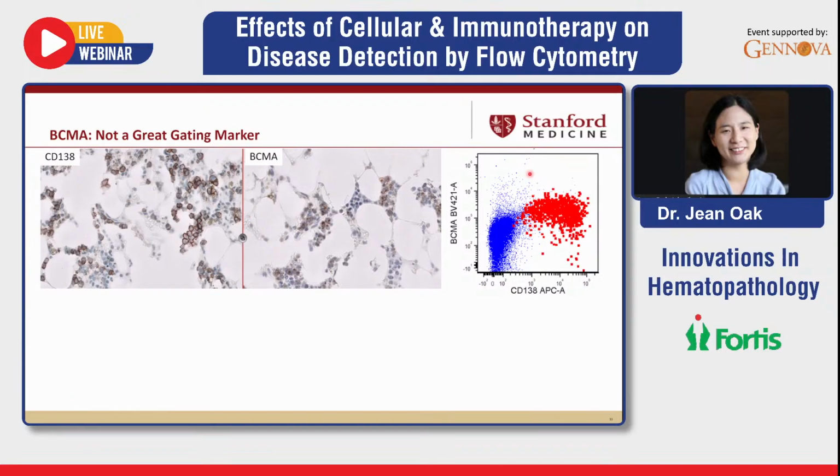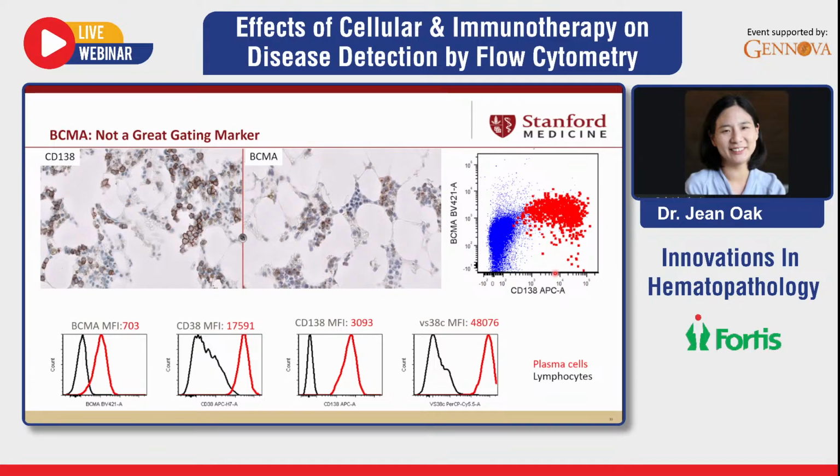As you can see, it's not very bright. If you want to use it, you need to use it against another plasma cell marker like 138. And if you look at the histograms compared to other commonly used plasma cell antigens like CD38, CD138, or VS38C, the resolution is actually not as good compared to background lymphocytes. So it's not great as a gating marker, and it doesn't work as well for flow.